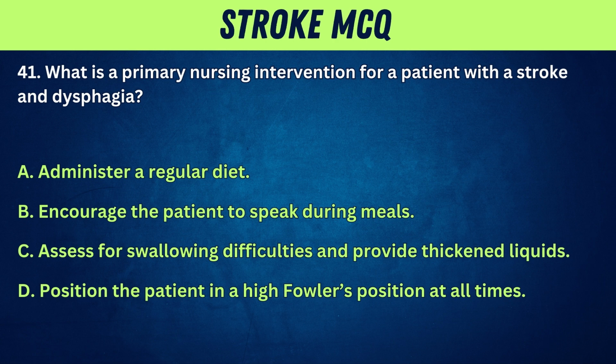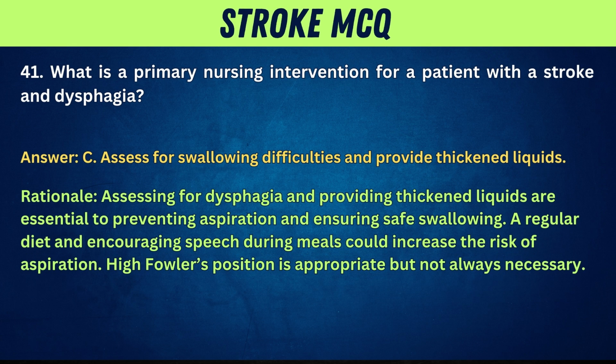41. What is a primary nursing intervention for a patient with a stroke and dysphagia? A. Administer a regular diet. B. Encourage the patient to speak during meals. C. Assess for swallowing difficulties and provide thickened liquids. D. Position the patient in a high Fowler's position at all times. Answer: C. Assess for swallowing difficulties and provide thickened liquids.